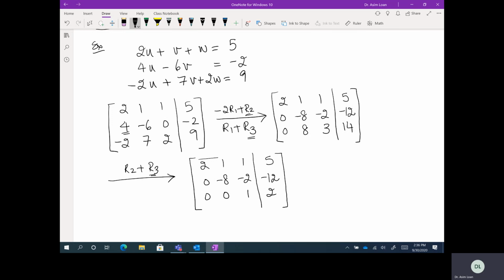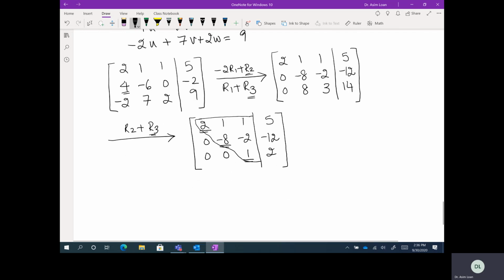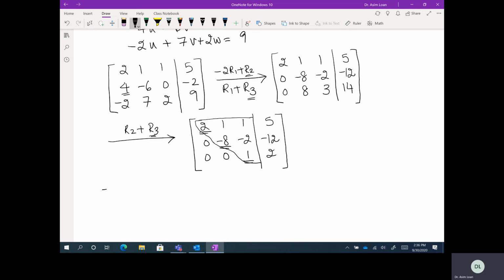So we have this triangular system of equations which we had before, and these are the pivots. Okay. And what are the operations? So the first operation was E. So matrix E represents minus 2 row 1 plus row 2.